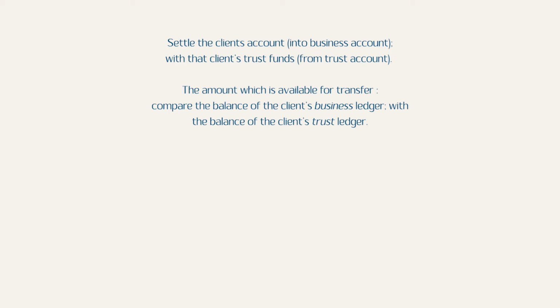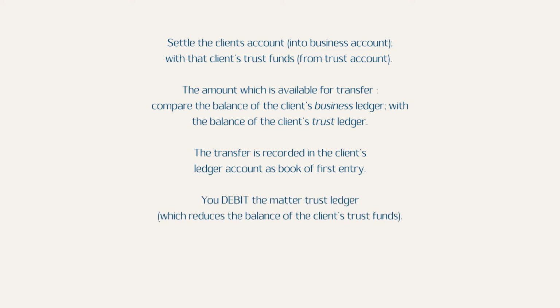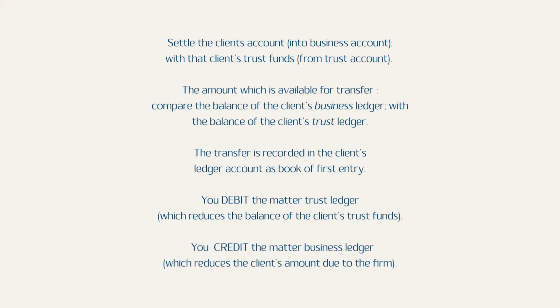Once the amount available for transfer has been established, the transfer is recorded in the client's ledger account as Book of First Entry. You debit the matter trust ledger, which reduces the balance of the client's trust funds. You credit the matter business ledger, which reduces the client amount due to the firm. The actual transfer of funds occurs when a trust check is issued and deposited into the business account.